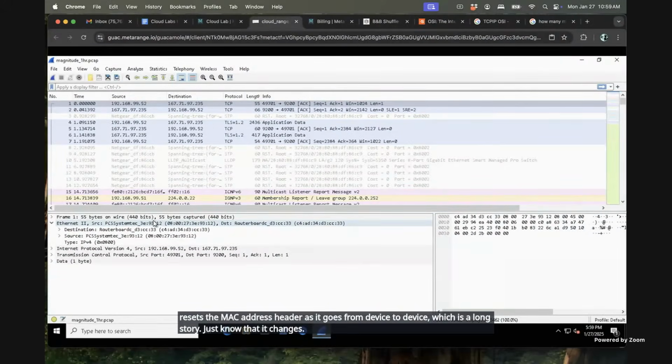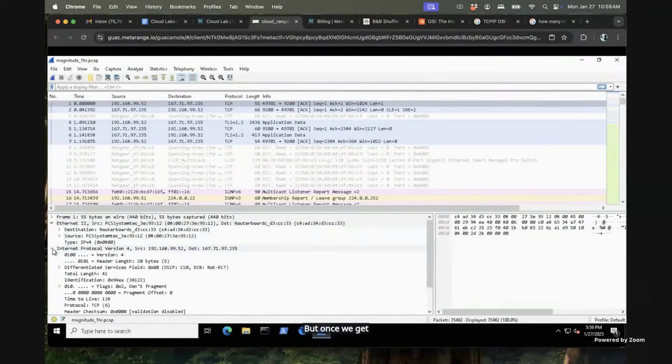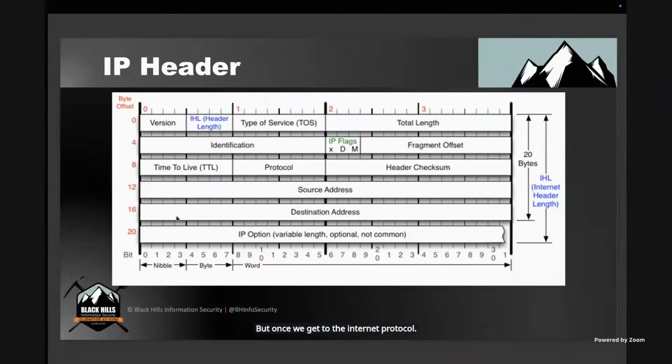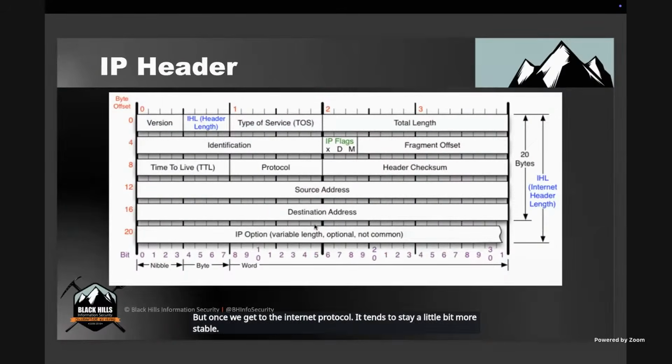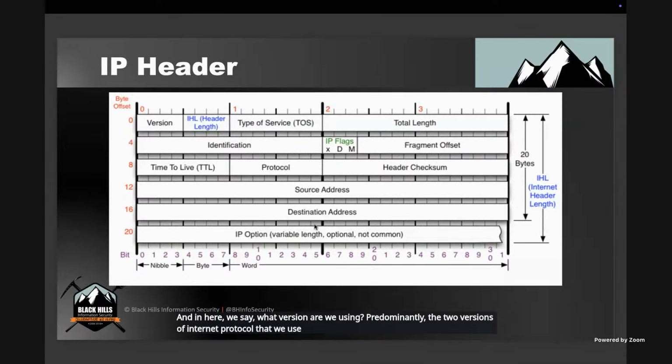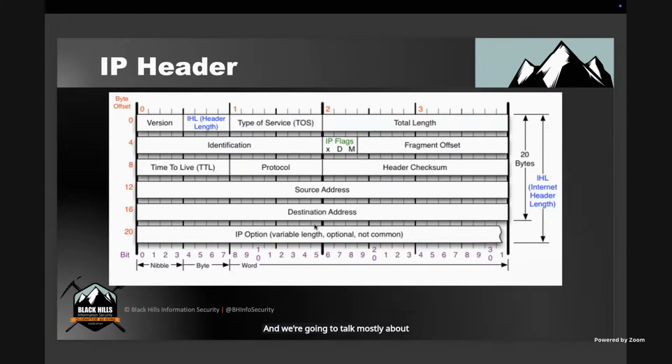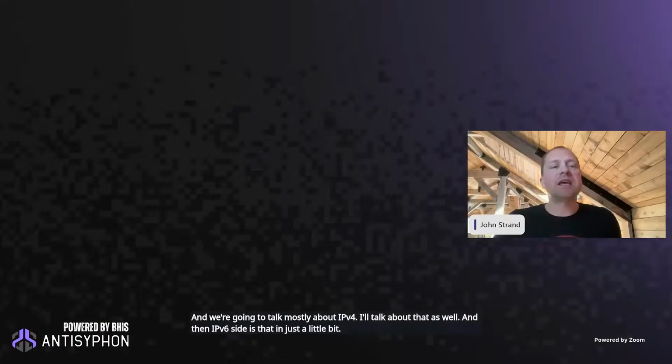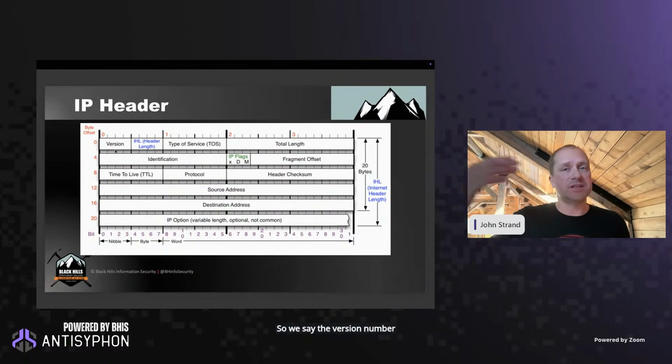But once we get to the internet protocol, it tends to stay a little bit more stable, right? And in here, we say, what version are we using? Predominantly, the two versions of internet protocol that we use are IPv4 and IPv6. And we're going to talk mostly about IPv4. I'll talk about IPv6 in just a little bit. So we say the version number, and it's going to come back and say that it's internet version 4.